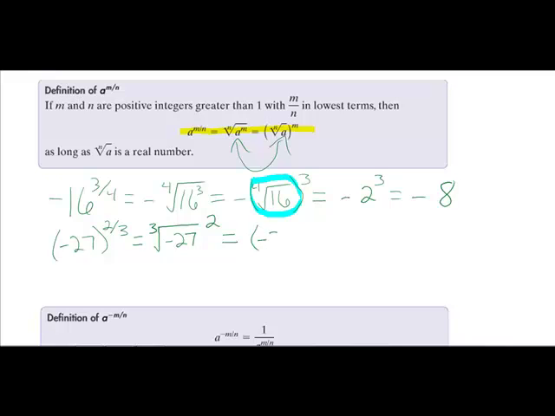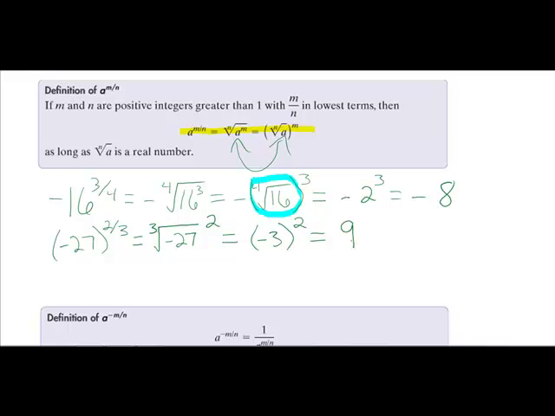Well, the cube root of negative 27 is negative 3, because negative 3 times negative 3 times negative 3 will give you negative 27. Imagine that. And then we still have this exponent out here, squared. And so negative 3 squared is a positive 9.